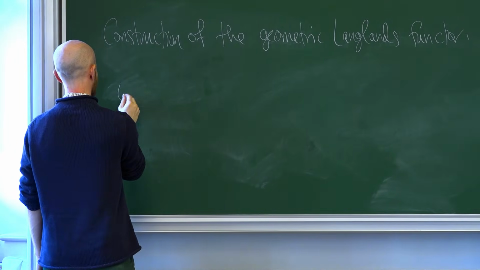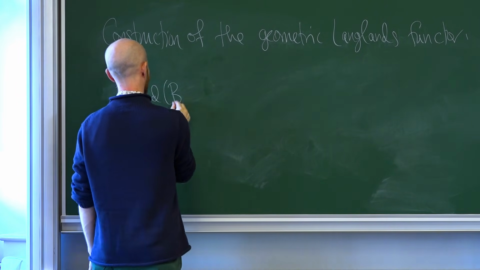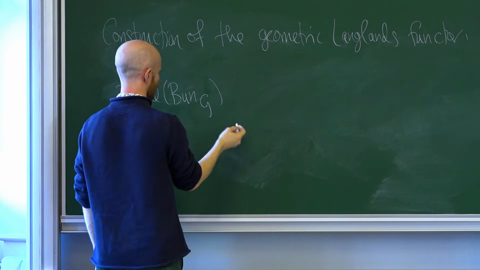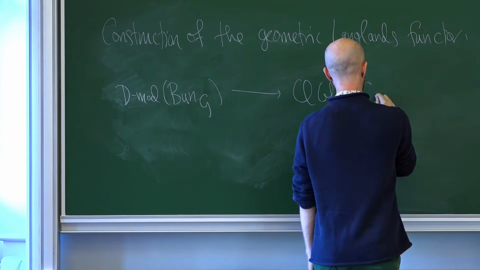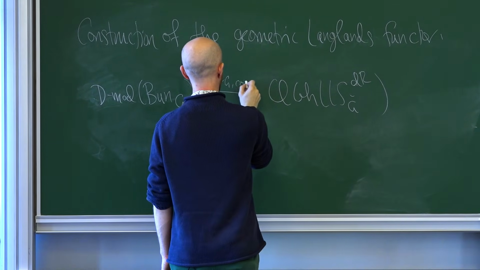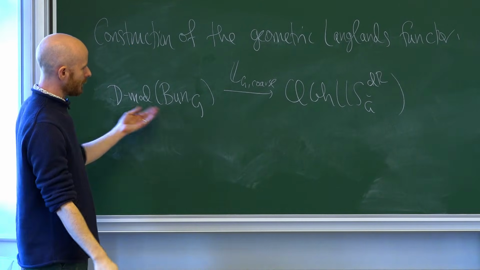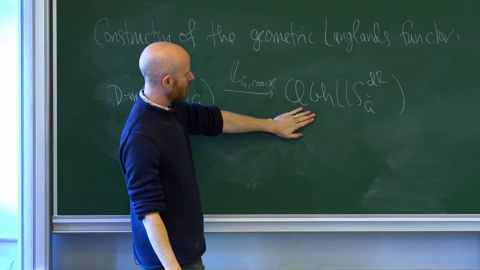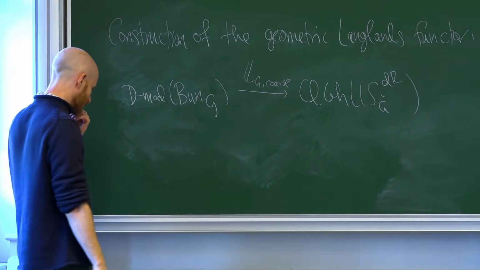The construction. First, we're going to give a functor, in the D module world, from D modules on Bun_G to QCoh of LocSys_G check. And we call this the coarse Langlands functor. Coarse because it's not supposed to be an equivalence. It's supposed to have some kernel. This is this QCoh versus IndCoh business.